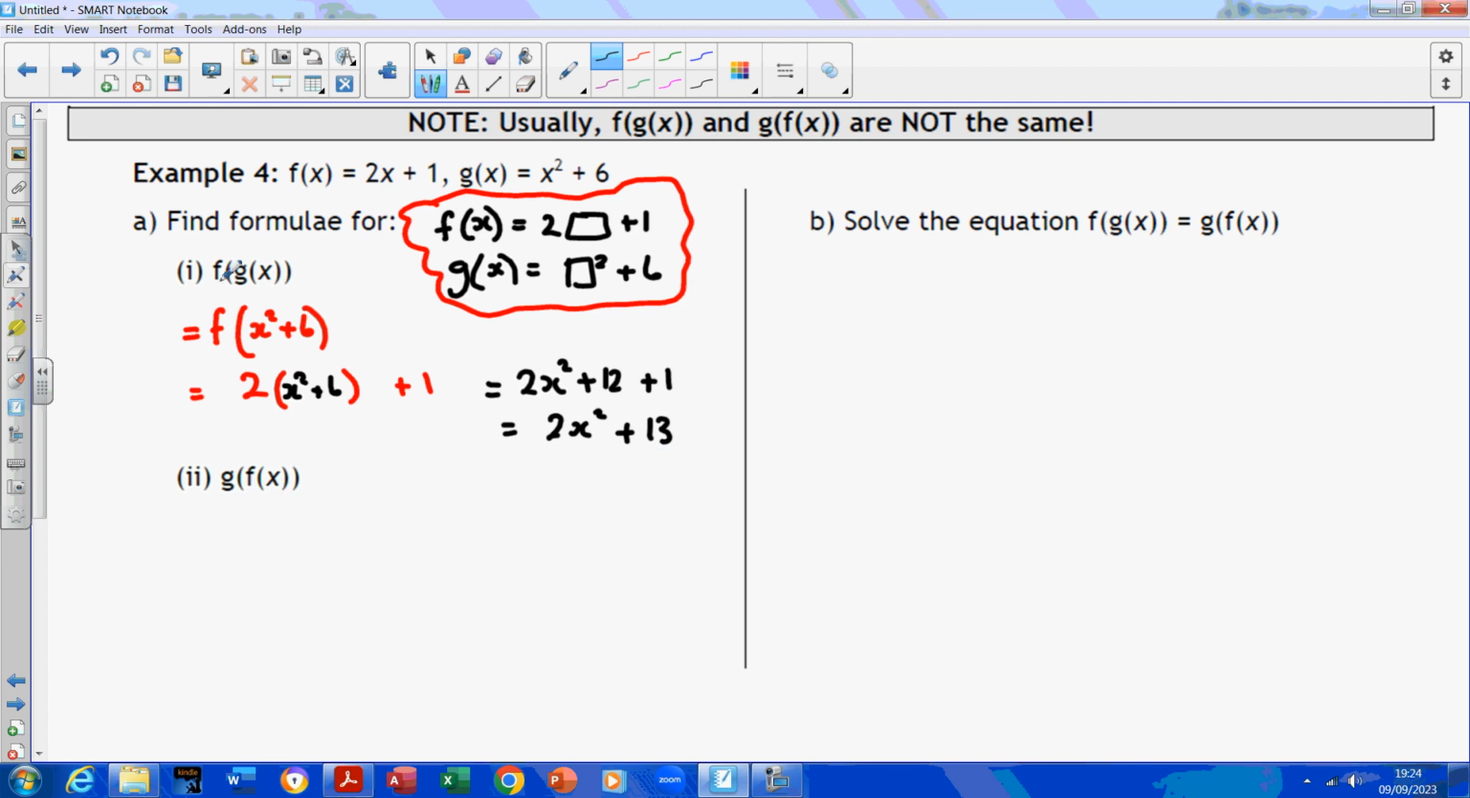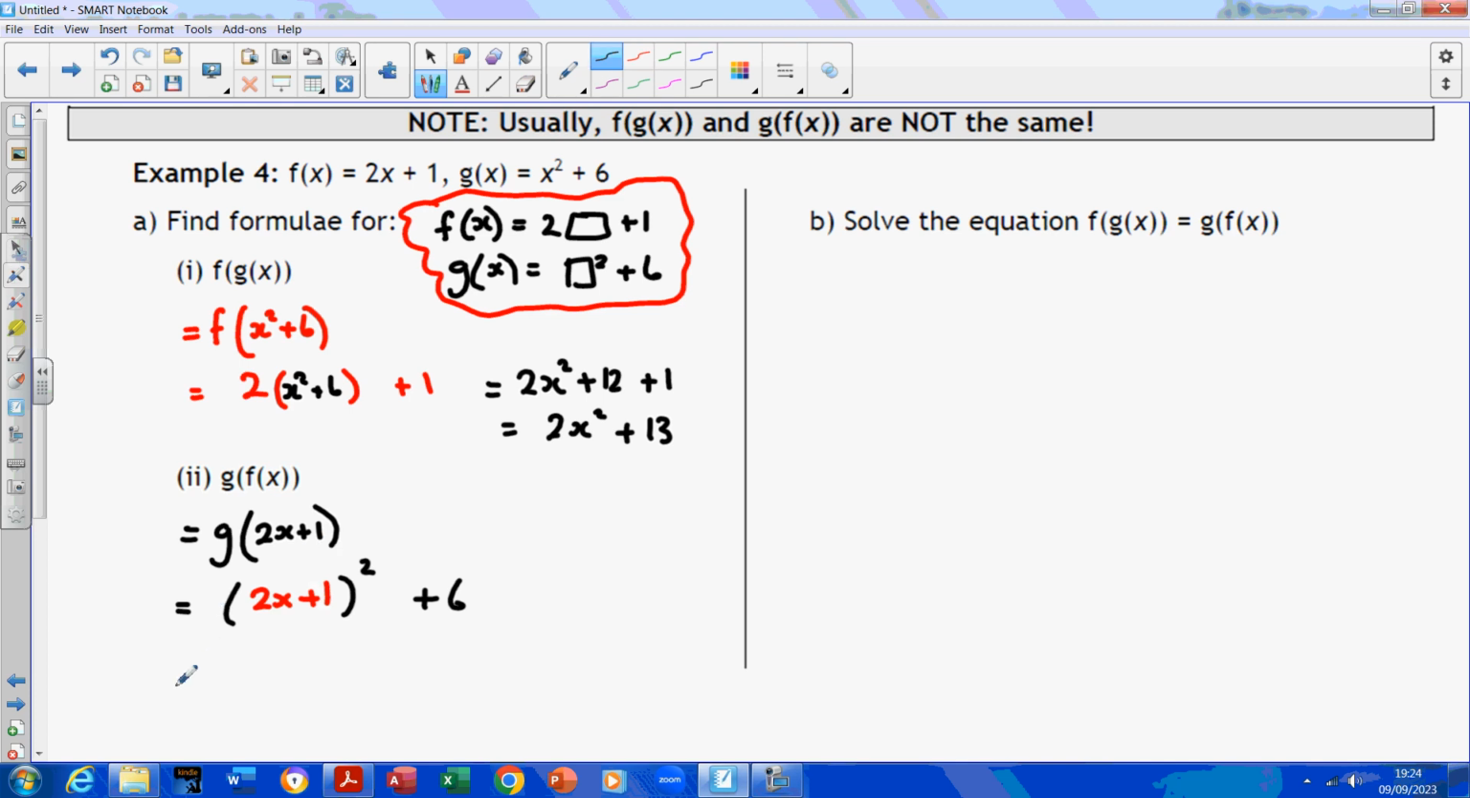We've done f of g of x, now we have to do g of f of x. So write down g, and in the bracket we'll put f(x). So f(x) was 2x plus 1. So straightforward substitution. Whatever's in there substitutes into that bracket. Now we want to know what g does to the thing in the bracket. So g takes the thing in the bracket, it squares it, and it adds on 6. What is the thing in the bracket? The thing in the bracket here is 2x plus 1. So we've got 2x plus 1 all squared, add on 6.